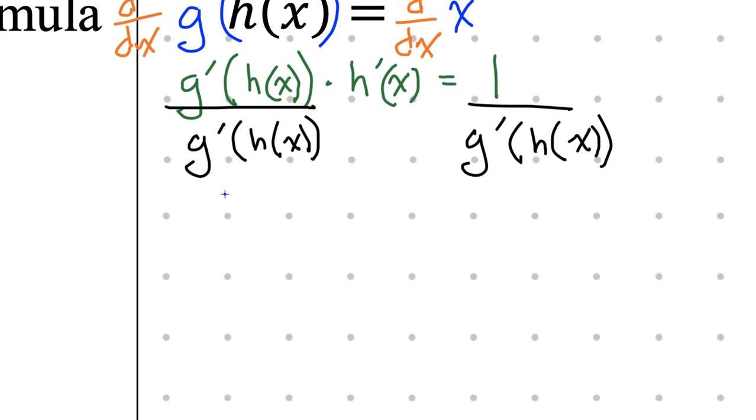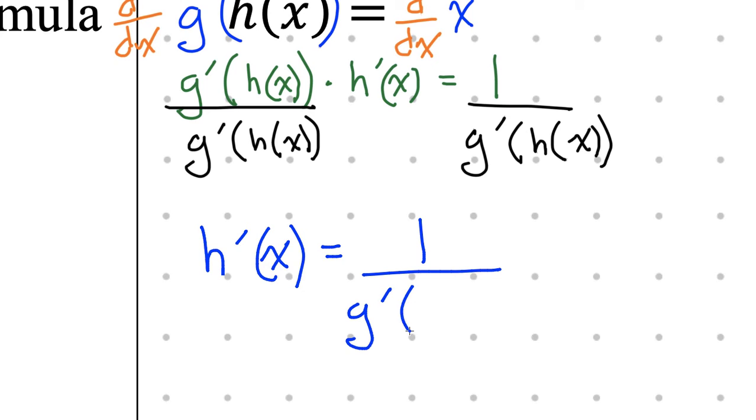This is kind of important, so remember it. H prime of x: assuming I gave you g of x, if I want to find the derivative of the inverse, so g is given and h is the inverse, then the derivative of that inverse is 1 over g prime of h of x.